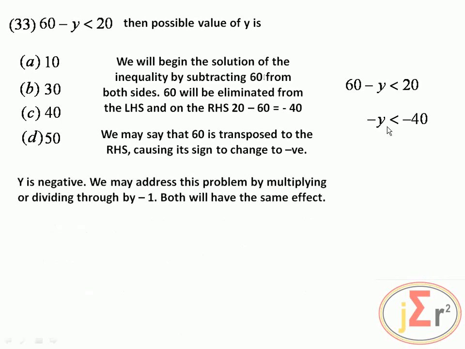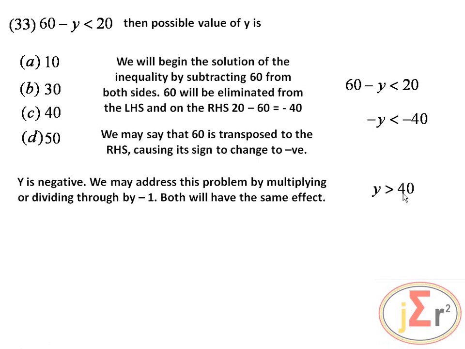Y is negative as we have it right here, which is the proposed subject. We may address this problem by multiplying or dividing through by a negative 1. Both will have the same effect. So if we multiply or divide by negative 1, that will cause the signs here to be changed. So there we have it.